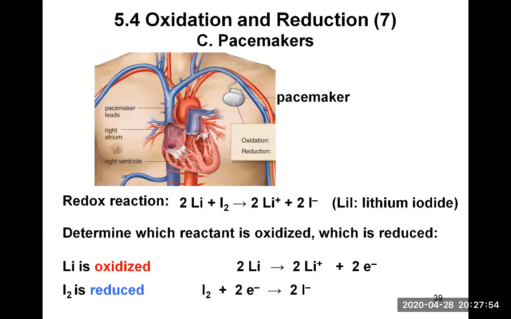And you can see again that those 2 half reactions, if you put them together, on the left side you have 2 Li plus I2, and on the right side you have 2 Li+ plus 2 I-. The 2 electrons from the left cancel the 2 electrons from the right.